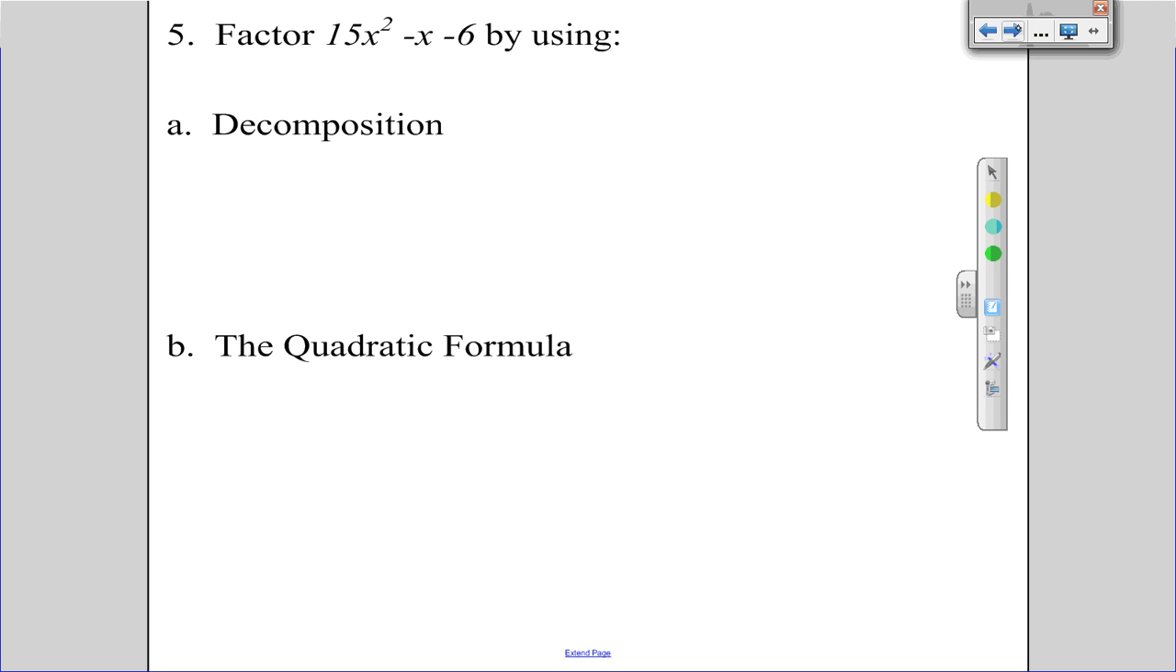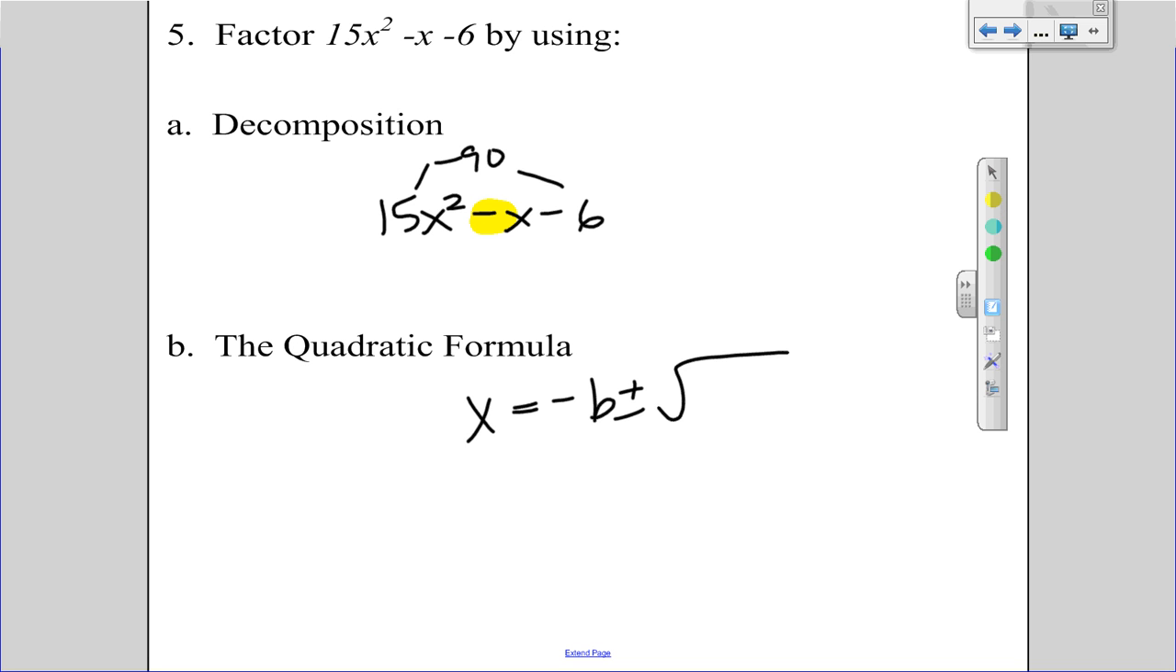You should also review decomposition, where if we had 15x squared minus x minus 6, multiply the two together, 6 times 15 is 90, negative 90. What are the two numbers that multiply to minus 90 and add to the middle number, which is minus 1? And you should know how to do that, as well as to use the quadratic formula to factor. And when you get to your assignment, when you have trouble, please ask. That's what I'm here for.